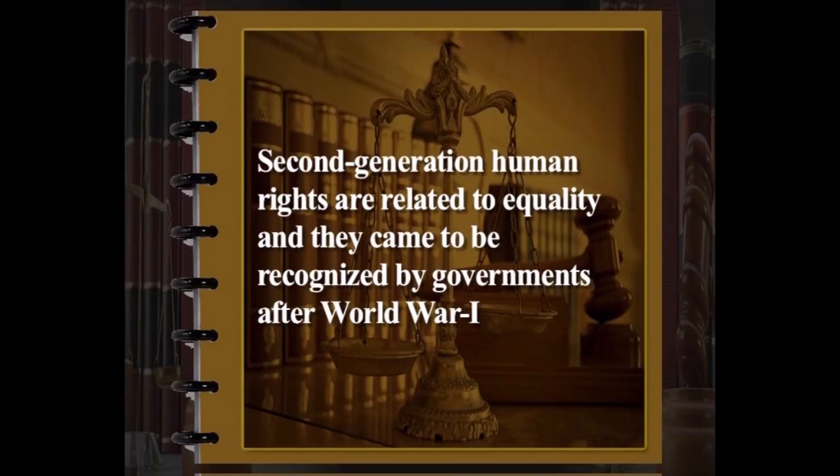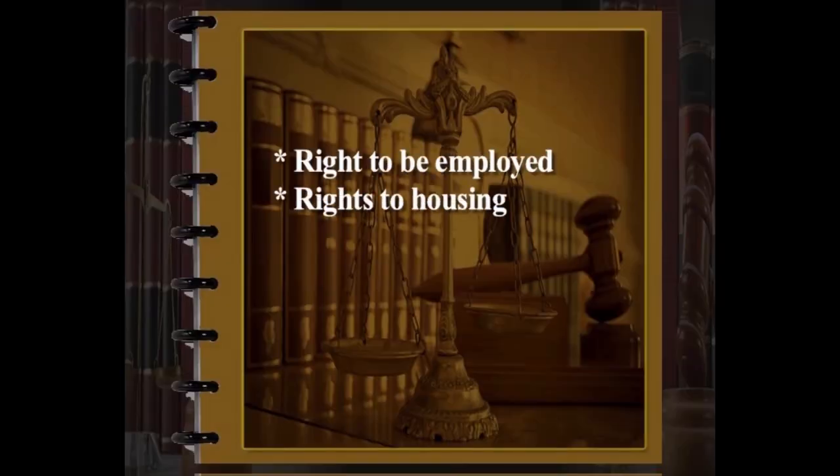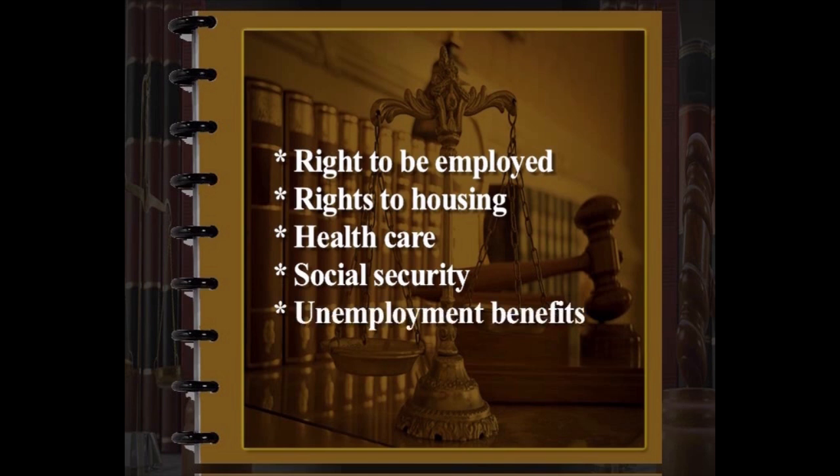When it comes to the second generation human rights, it could be seen that they are related to equality, and they came to be recognized by the governments mostly after the First World War. They are fundamentally social, economic and cultural in nature, and they ensure different members of the citizenry enjoy the equal conditions and treatment. The secondary rights would include the right to be employed, right to housing, health care, social security and even unemployment benefits.